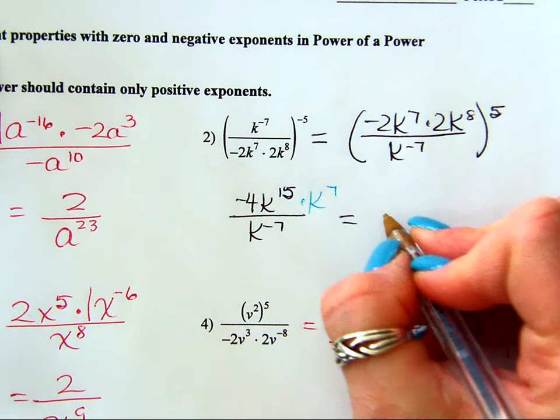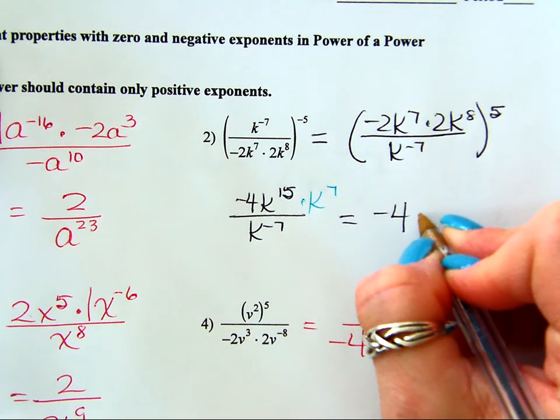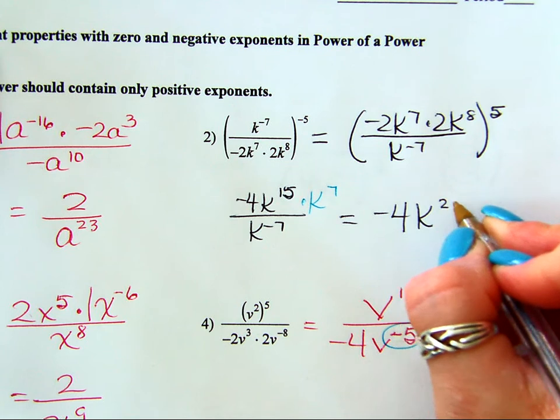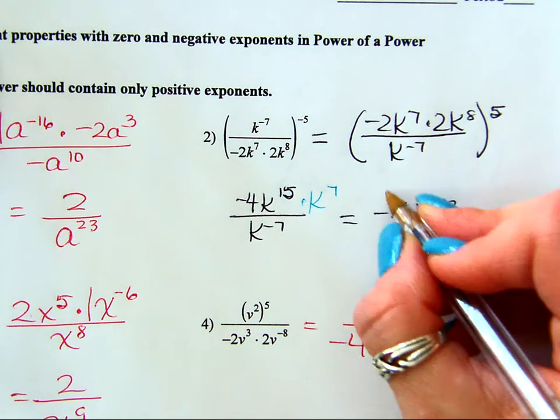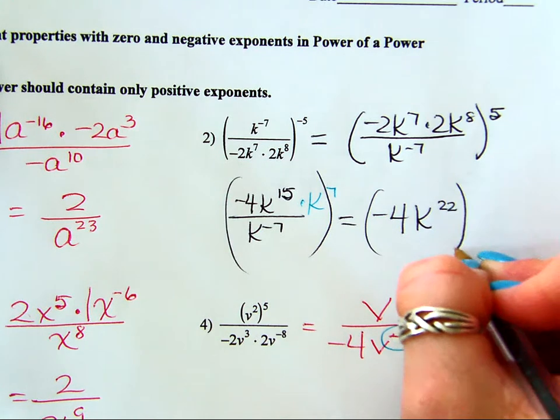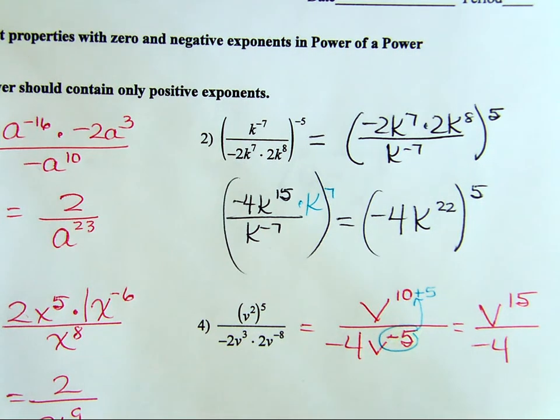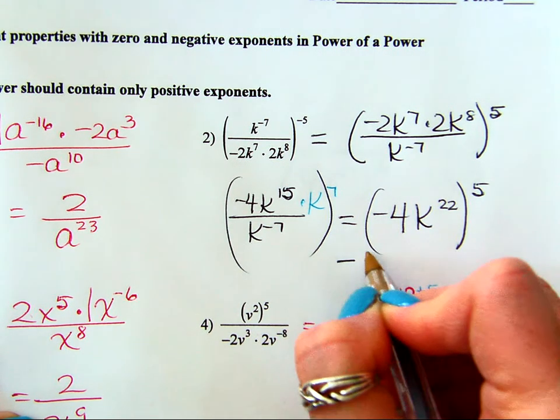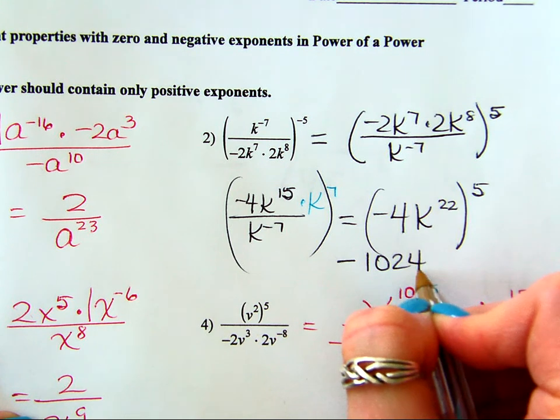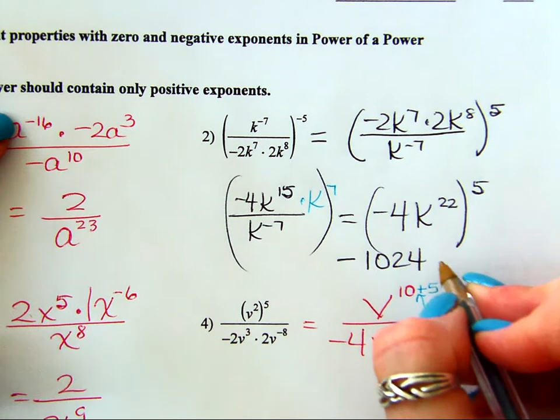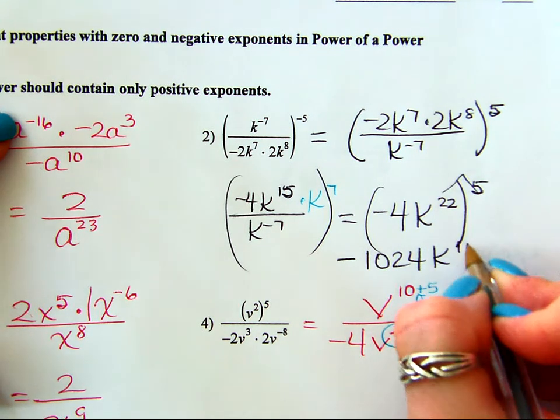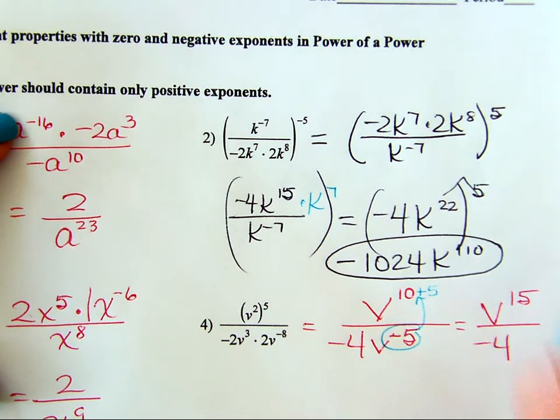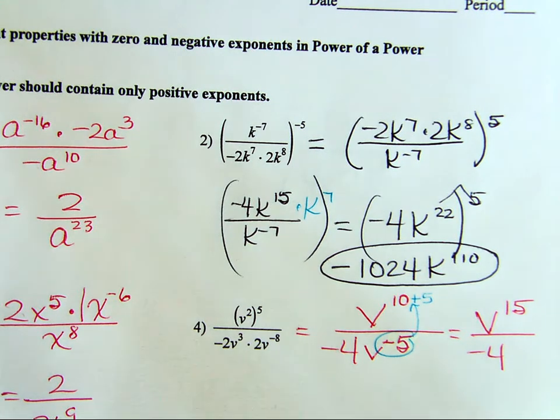So this is going to be negative 4 over k to the 22nd. But I need to take all of that to the 5th power. And this is one of those where you're just going to use your calculator for that. And negative to an odd is negative. This is going to be 1,024. The same numbers keep popping up, don't they? And then 22 times 5 is 110. Whew. Did you get that? Okay.